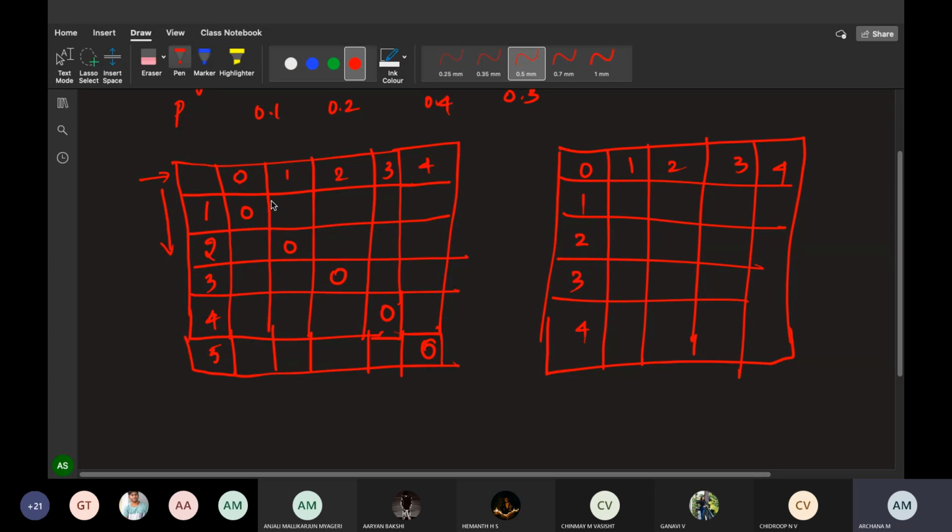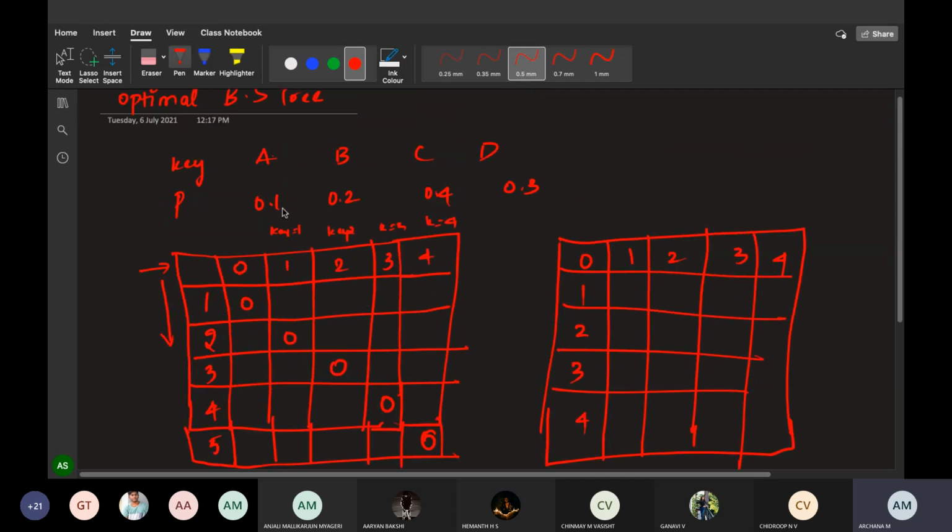Whatever the next value is, look here, for this value the key value will be 1. For this row and column the key value will be 2. For this the key value will be 3 and for this the key value will be 4. Different key values will be there, and this is very important for you to note down. Now after putting all zeros, you fill the diagonal with the already given values: 0.1 here, this will be 0.2, this will be 0.4, this will be 0.3. These are the values we have been given.